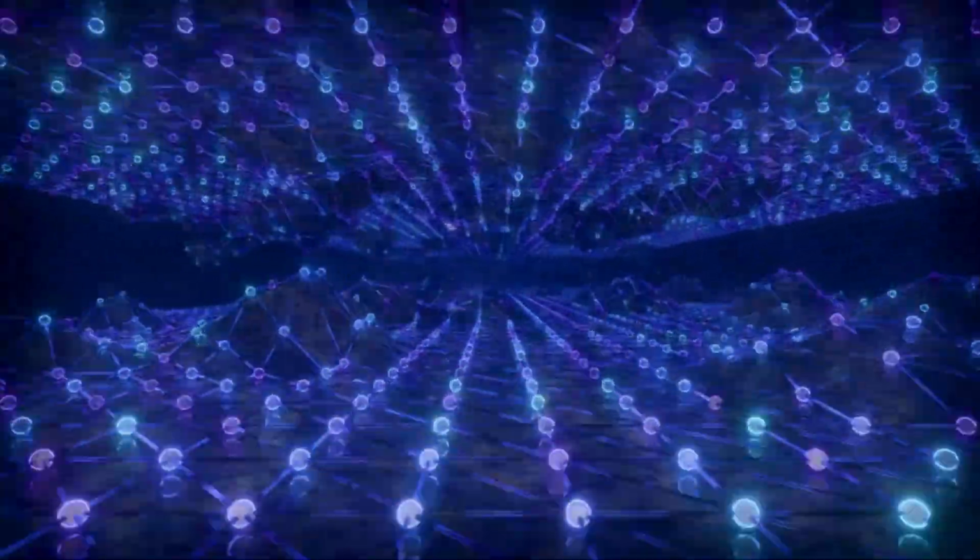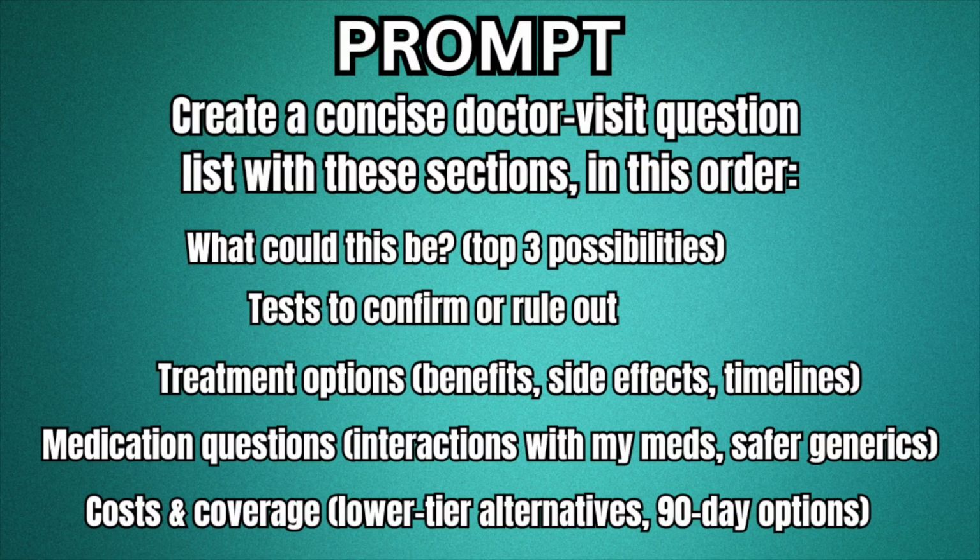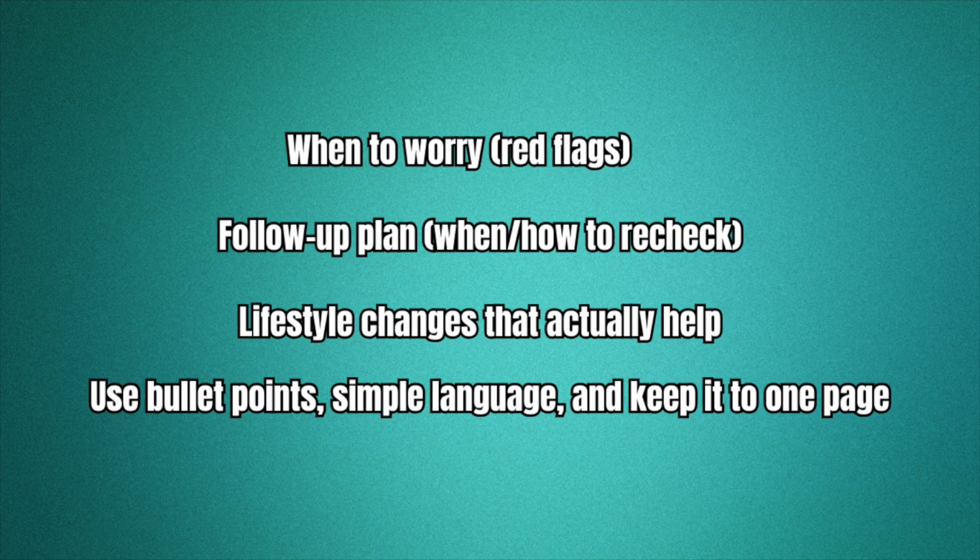Next, we ask the AI to create a smart, structured list, not just random questions. We want to cover what matters for a better diagnosis. Create a concise doctor visit question list with these sections in this order. What could this be? Tests to confirm or rule out. Treatment options. Medical questions. Costs and coverage. When to worry. Follow-up plan.